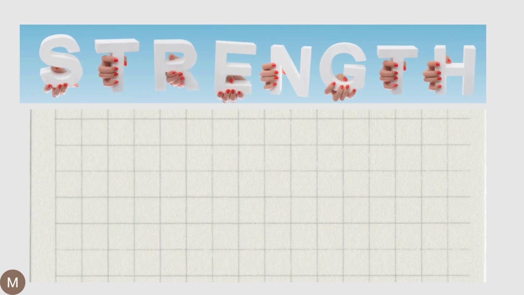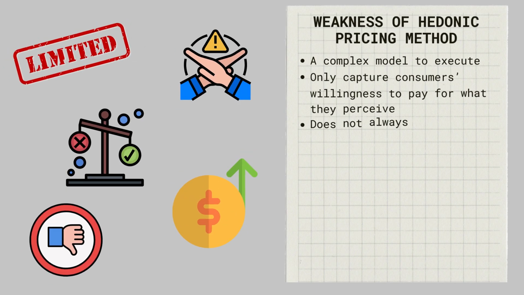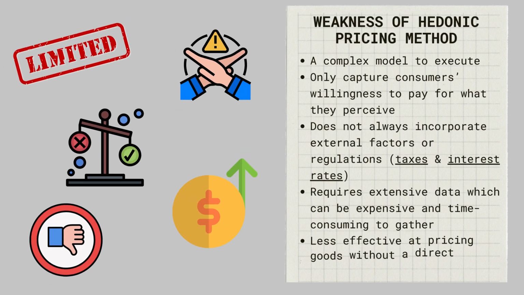The increasing availability of large data sets and advanced statistics. So for the weaknesses of the hedonic pricing method, firstly, it requires a complex model to execute it. Next, it only focuses on capturing consumer willingness to pay based on perception.